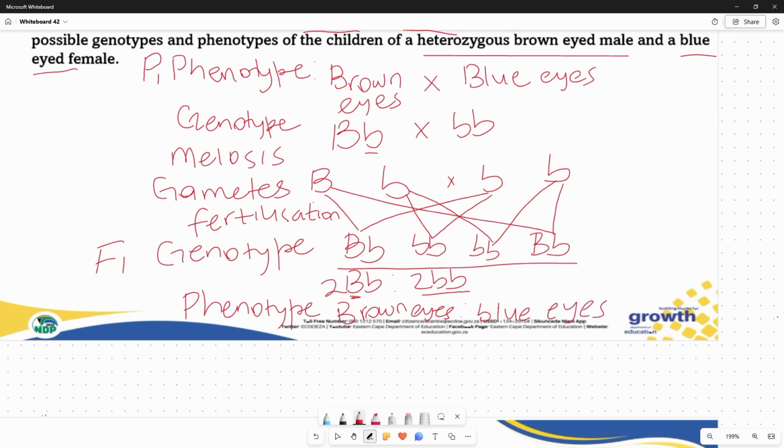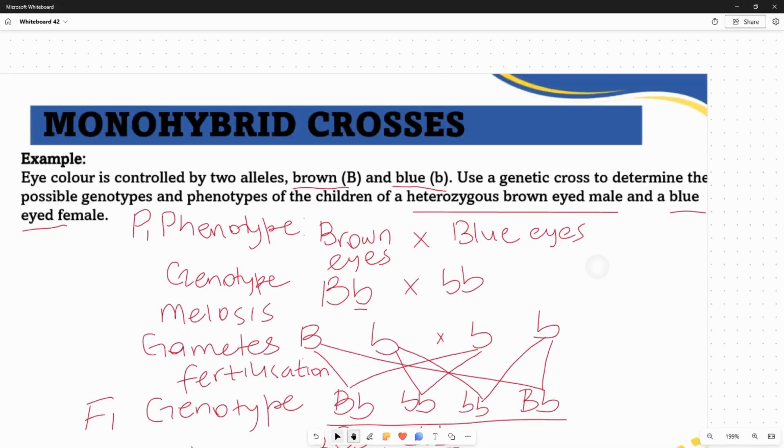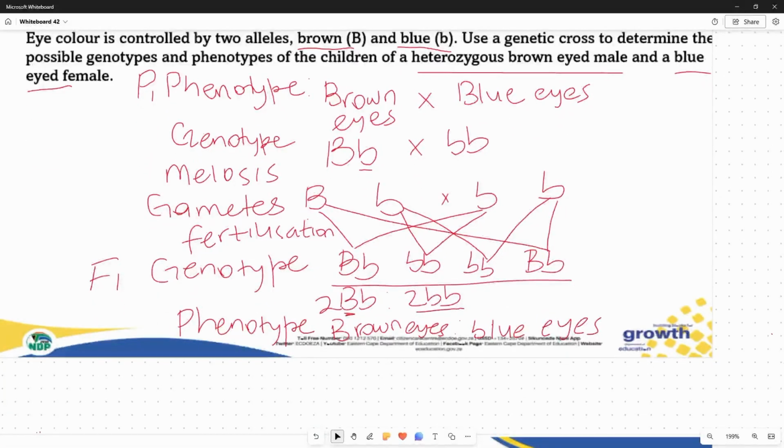Now, let's see if we have answered the question. The question was requiring us to use a genetic cross to determine the possible genotypes and phenotypes of the children, which we have done because we have now showed that in the F1 generation. Okay, now let us move on.